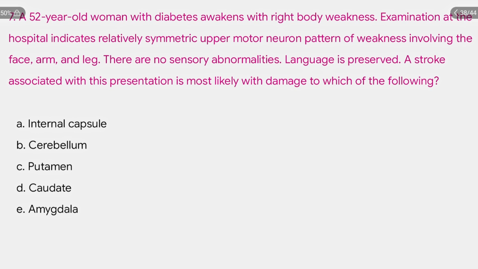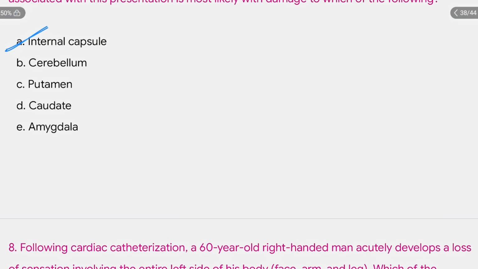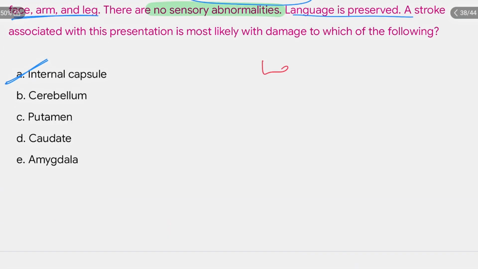A 52-year-old woman with diabetes awakens with right body weakness, and there is a symmetric upper motor neuron pattern of weakness involving face, arm, and leg. Again, no sensory abnormalities. Language is preserved. Yeah, this is very simple. This is a lacunar stroke, and since it's a motor lesion, it's a pure motor stroke, which would be seen in internal capsule stroke, which is supplied by the lenticulostriate artery. So this is a lacunar stroke.